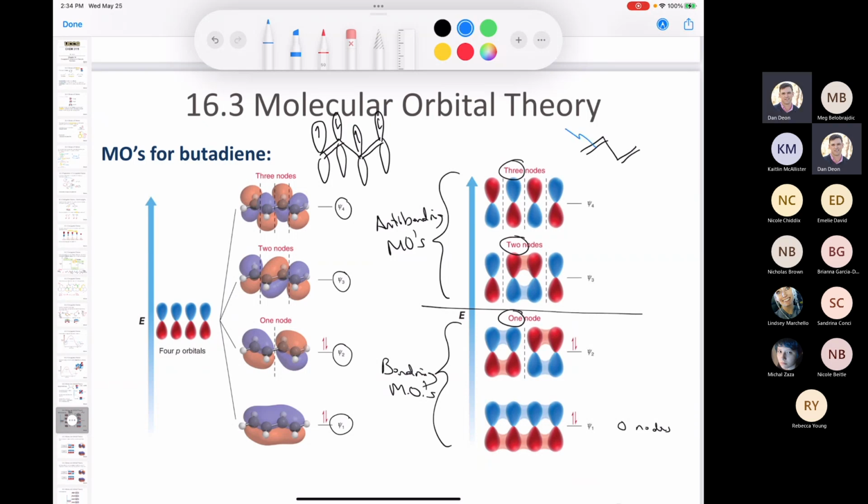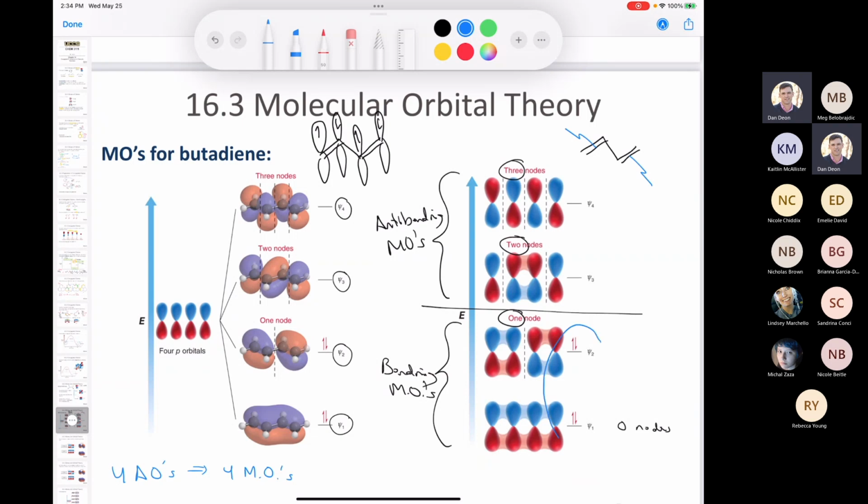You've got 2 in here and 2 in here. 2 plus 2 equals 4. You've got 4 atomic orbitals. If you have 4 atomic orbitals, that means that you have 4 molecular orbitals. What are the molecular orbitals? Psi1, Psi2, Psi3, Psi4. You can put 2 electrons in each molecular orbital.